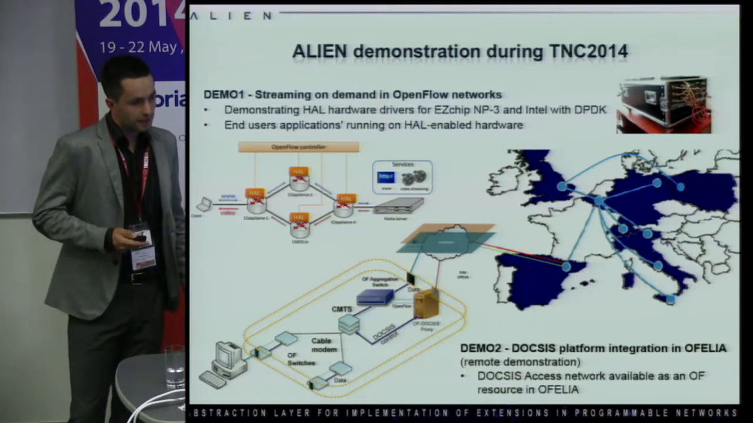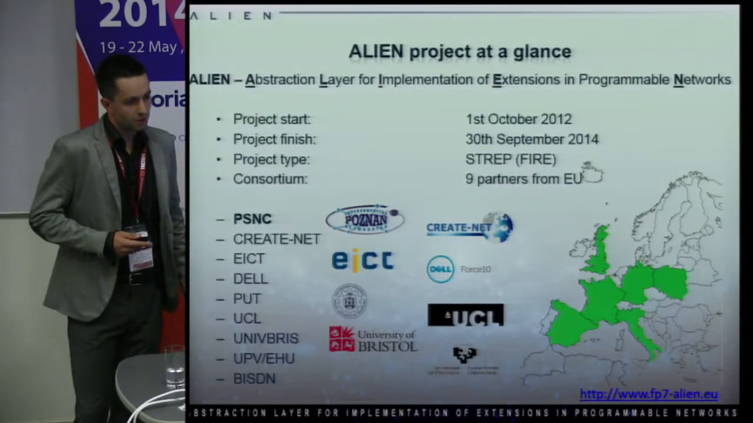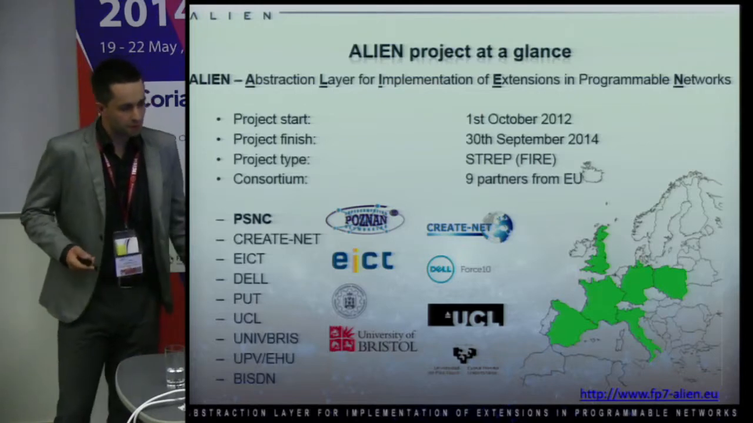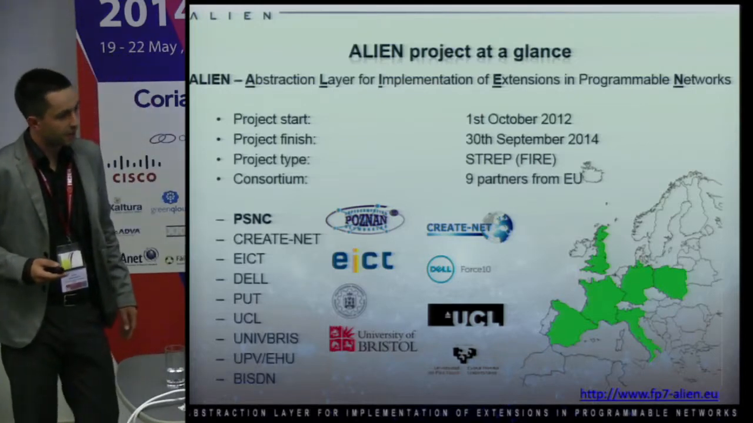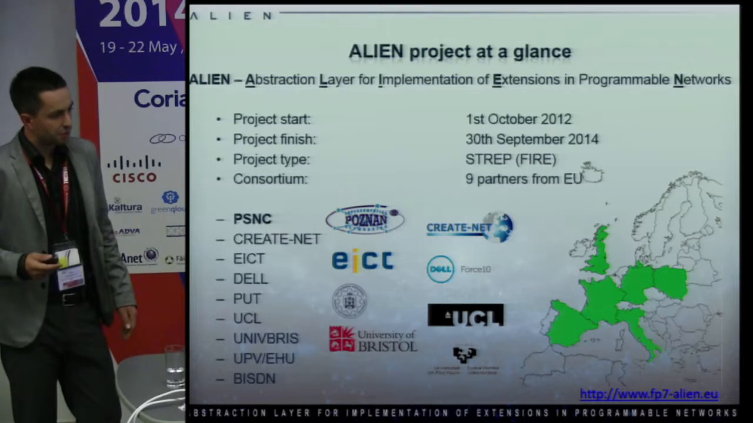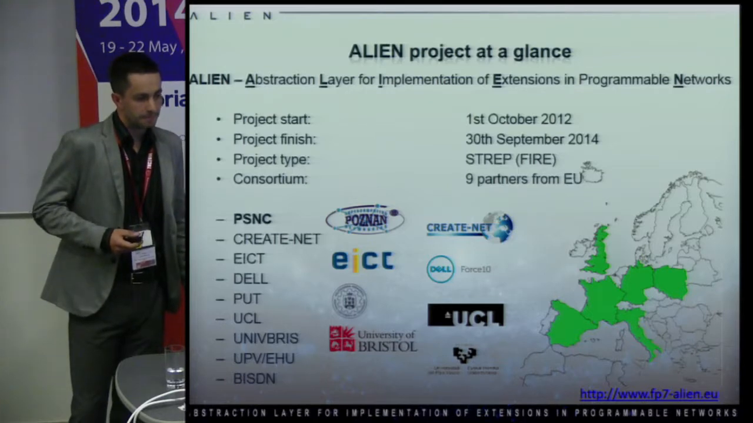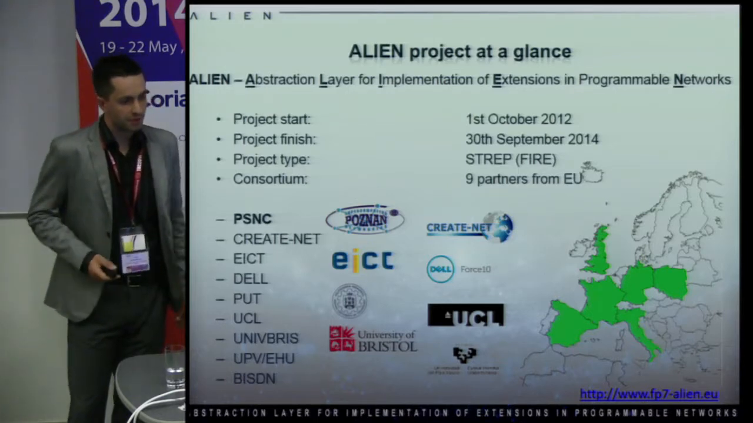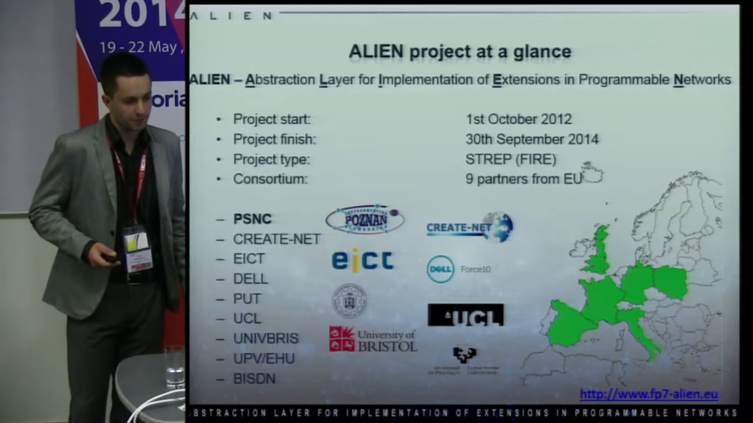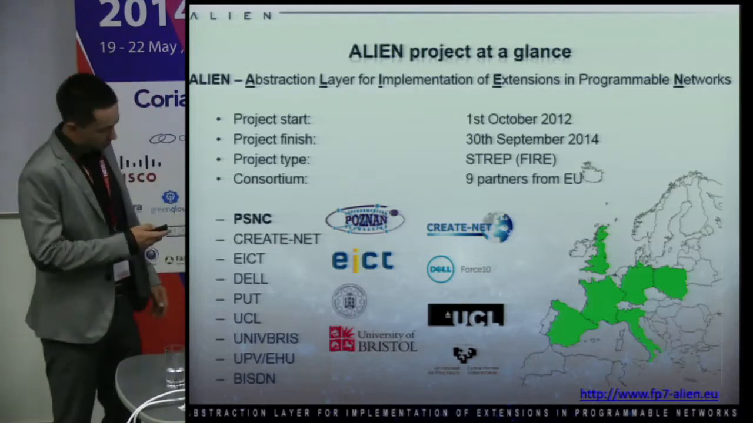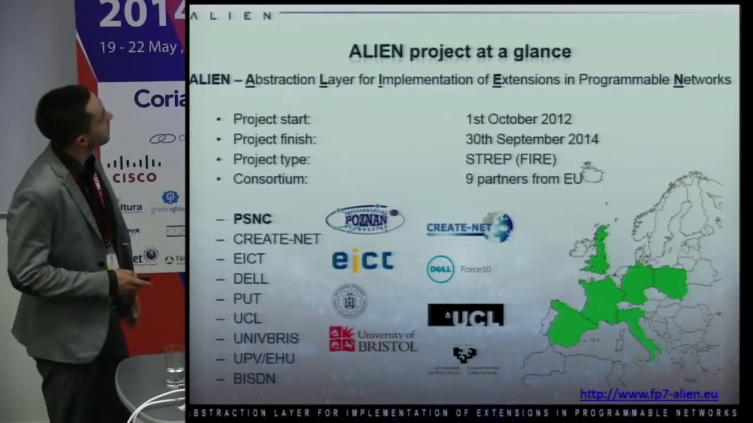And at the end, I would like to say a few words about the ALIEN FP7 project. It's an international project with 9 partners from the EU, with PSNC as the project coordinator. It's a FIRESTRAP project that will finish at the end of September this year. Here's also the project website. That's all from my side. Thank you very much for your attention.